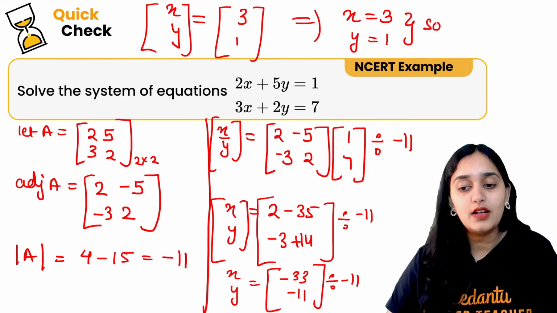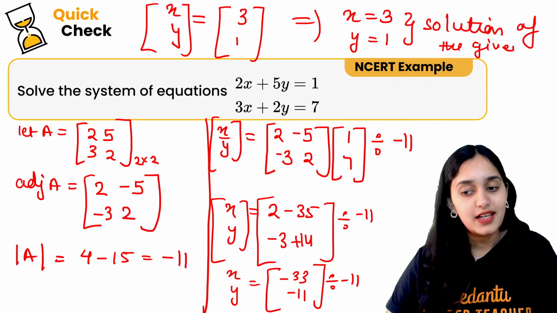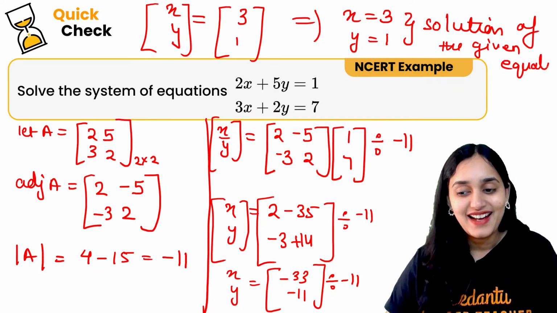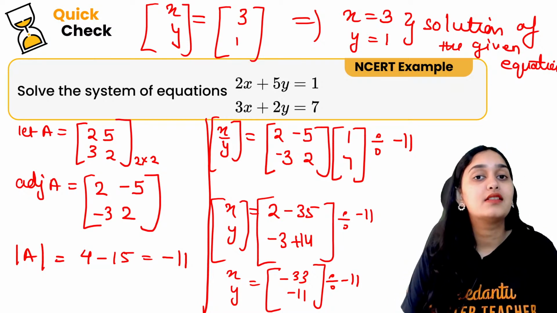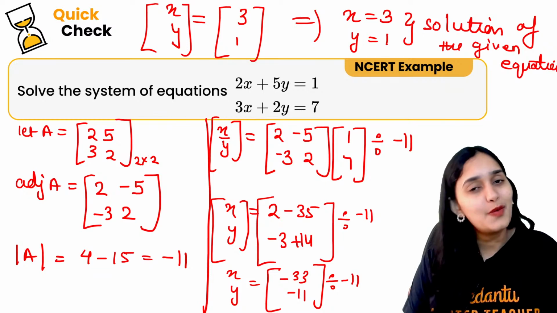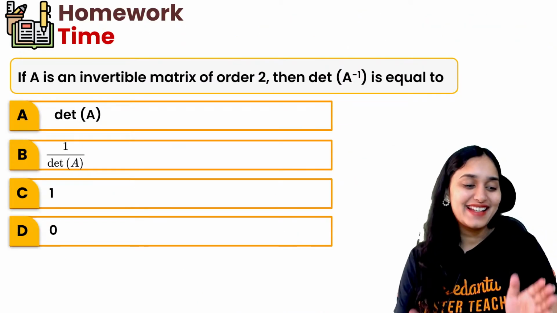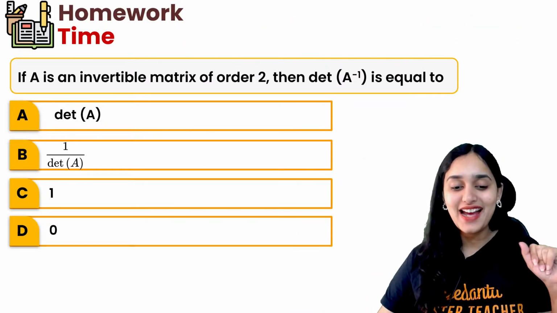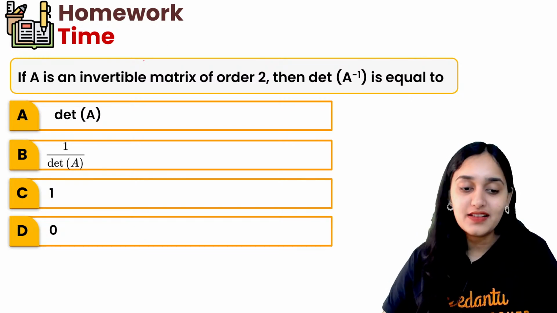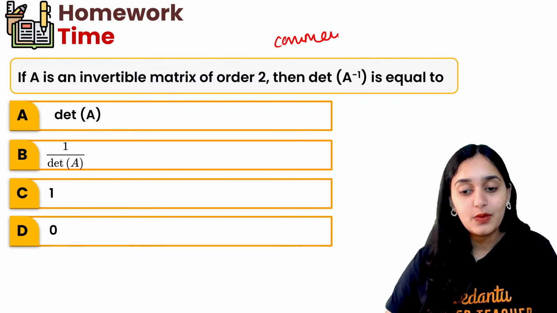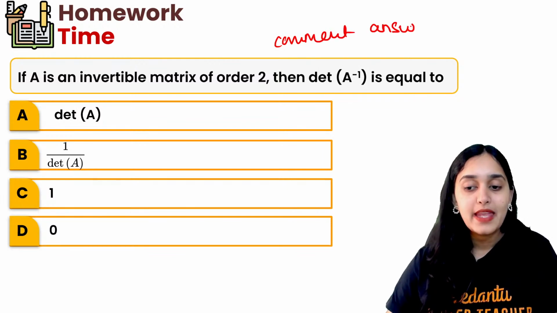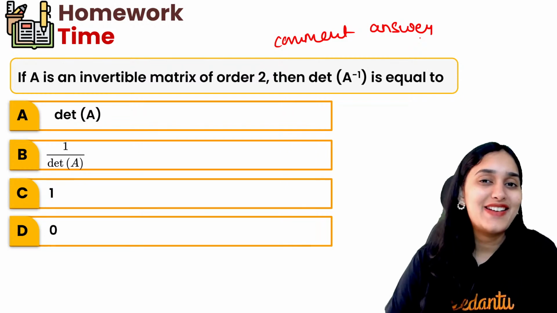This is the solution of the given equations. Understood, everybody? How do we apply determinants to find the solution of a system of equations? Okay, guys, if you have understood everything till now, I'm sure you'll be able to solve this homework question as well. Quickly comment the answer below and we'll see whether you're able to understand everything nicely or not.